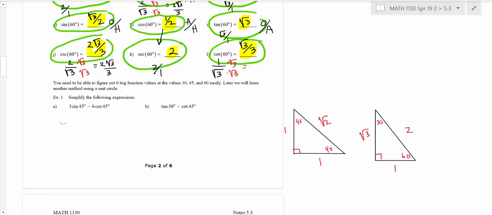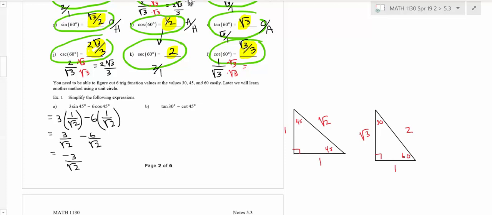So this will go like this. We'll do the sine of 45. The sine is opposite over hypotenuse, so that's 1 over square root of 2. Then we have minus 6 times the cosine of 45. The cosine is adjacent over hypotenuse, so it's also 1 over square root of 2. Again, the sine of 45 and cosine of 45 are equal because they're cofunctions. So we work this out and have 3 over root 2 minus 6 over root 2. You already have a common denominator, so it's negative 3 over root 2.